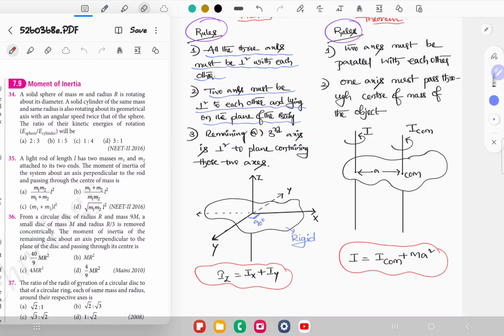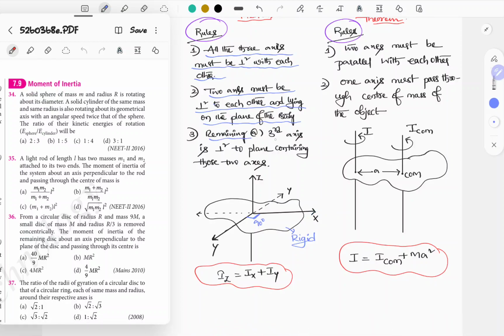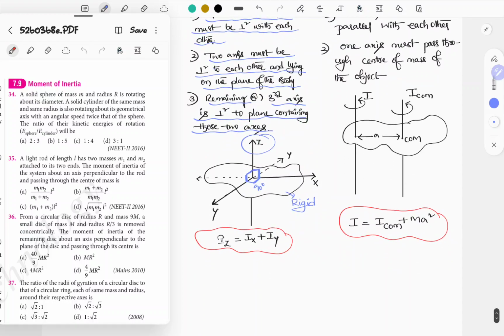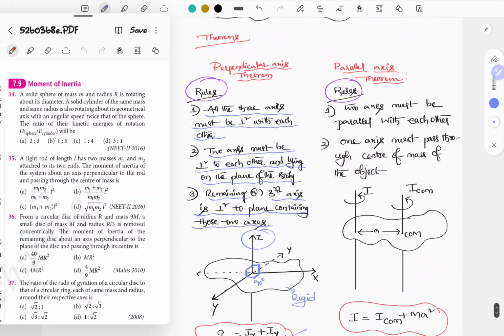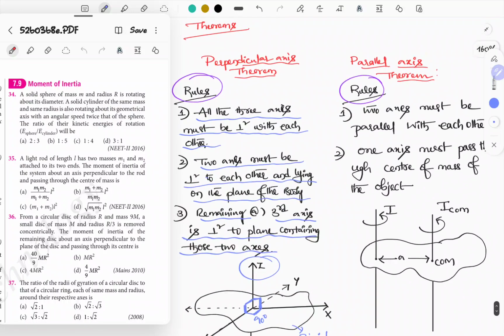Okay, now what's the third condition? The third condition is that the remaining, or third, axis is perpendicular to the plane containing those two axes. Observe the z axis. The z axis is perpendicular to both the x axis and the y axis, and it is perpendicular to the plane of the body which contains the x and y axes. Then the moment of inertia about the z axis is equal to Ix plus Iy. Understood? Next, the parallel axis theorem.